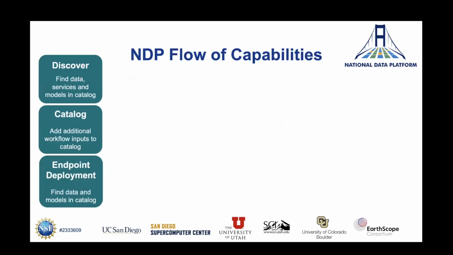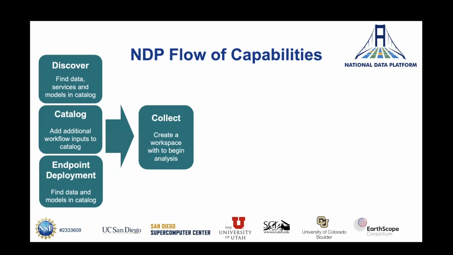So what's the flow of capability we are after here? One can discover data, find services, or integrate models from other catalogs or repositories in one platform. These can be cataloged by roles that have special sharing responsibilities and stewardship. One can also deploy endpoints that are near data or other specialized facilities. And when you go about using them, you collect them in workspaces to begin individual analysis.